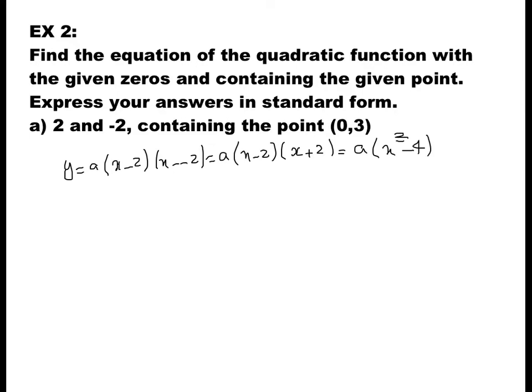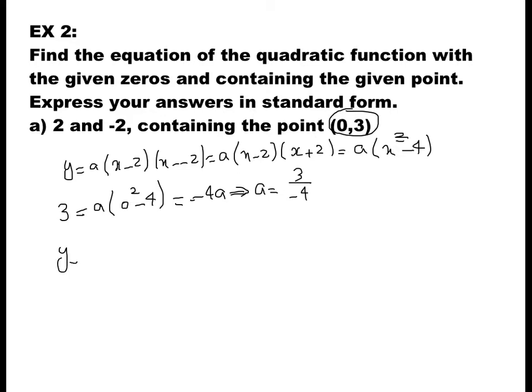Now, again, this is the equation of a family of quadratic functions because a is unknown. To find a, I need another point, and the other point is given here, (0, 3). So when y is 3, x is 0. Now 0 squared is 0, 0 minus 4 is minus 4, so you get 3 is equal to minus 4a. So a is 3 over negative 4.